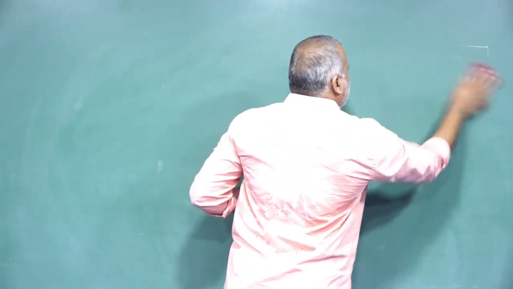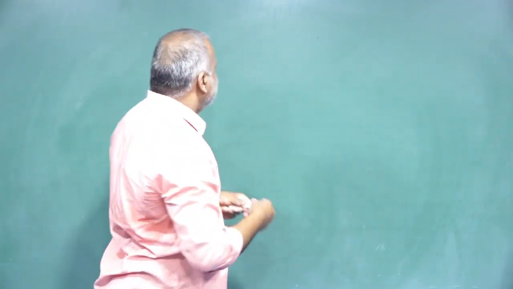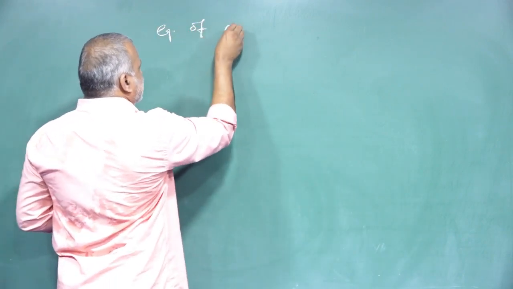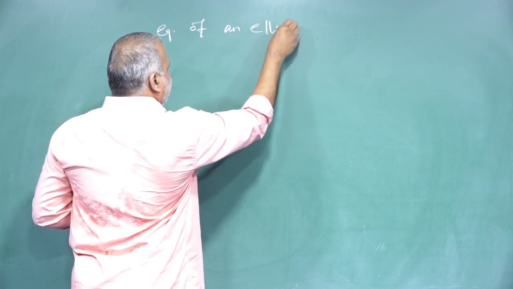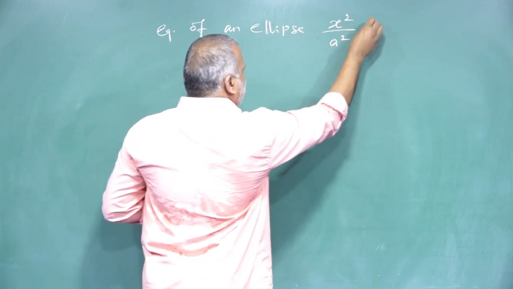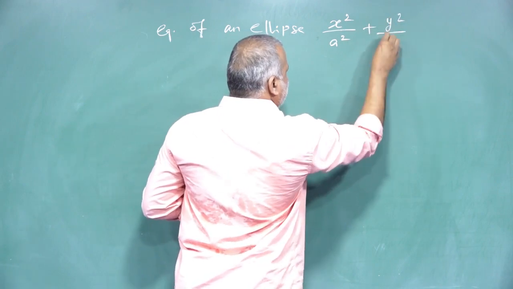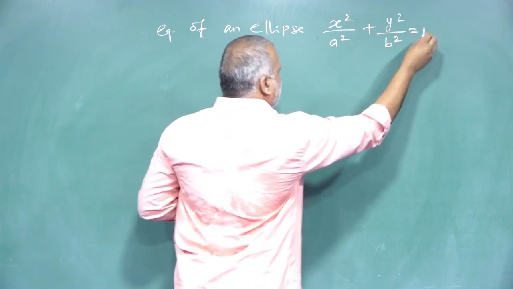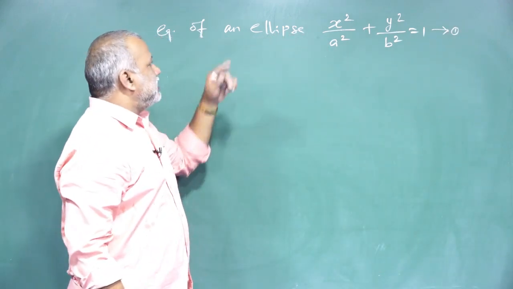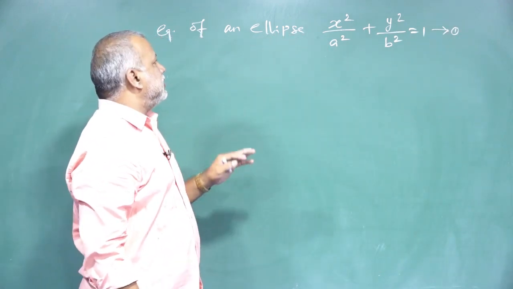Now, what is the general equation of an ellipse? Equation number 1. Equation of an ellipse: x squared by a squared plus y squared by b squared equal to 1. Say this is equation number 1, the general equation of an ellipse.